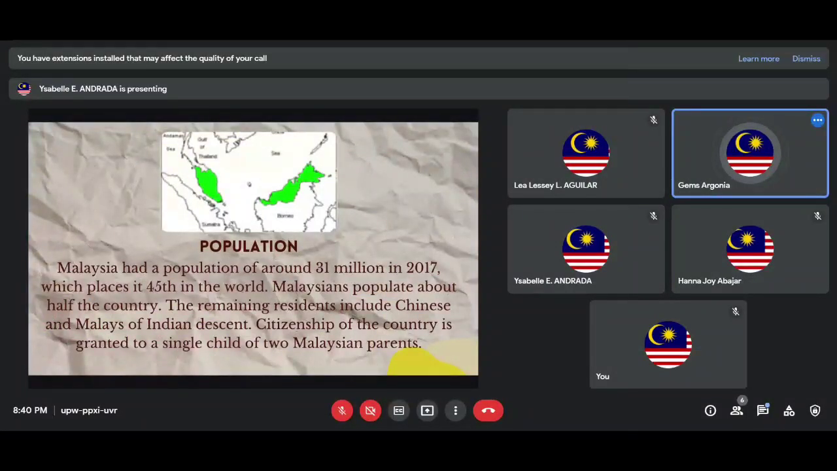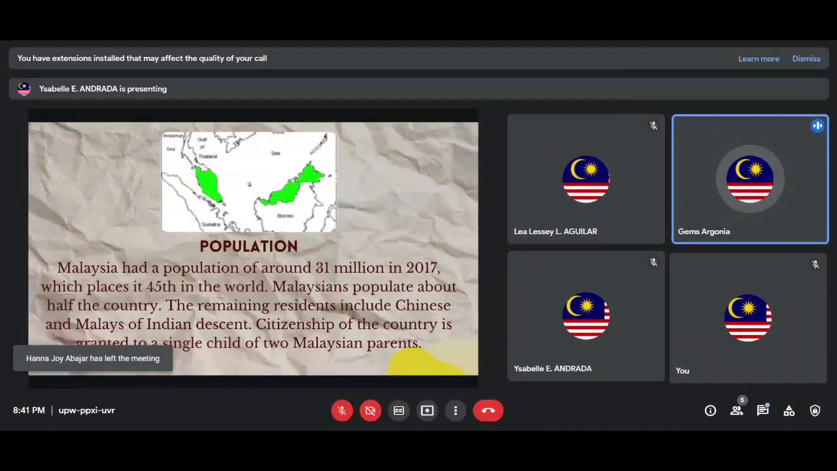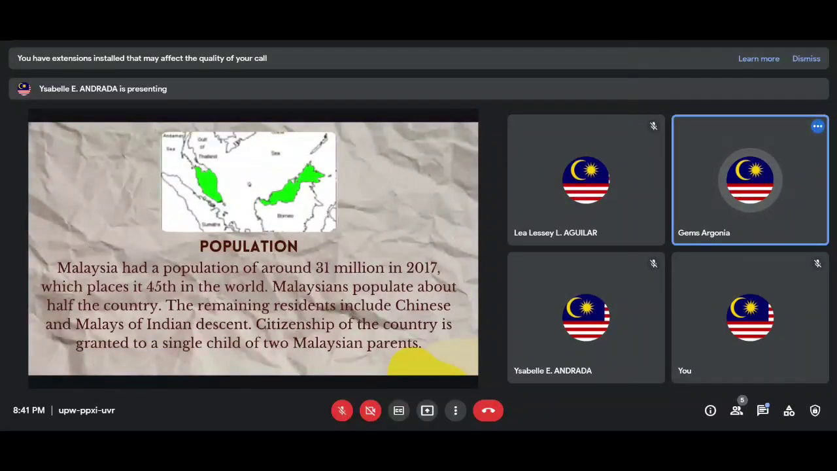Malaysia had a population of around 31 million in 2017, which places it 45th in the world. The Malays make up about half the country. The remaining residents include Chinese and Malaysians of Indian descent. Citizenship of the country is granted to a child of two Malaysian parents.